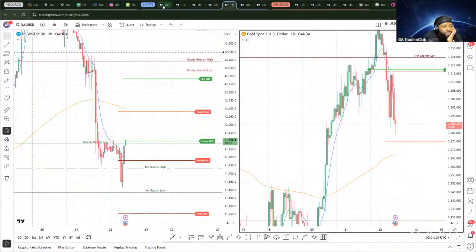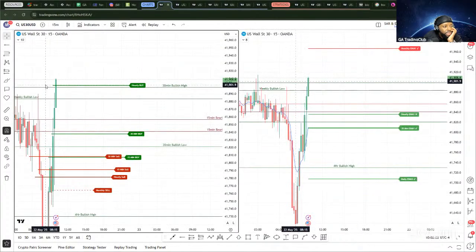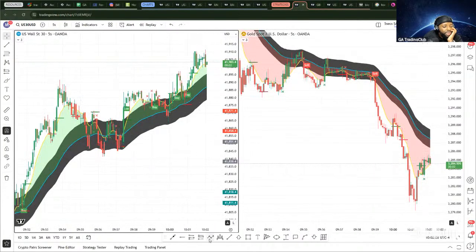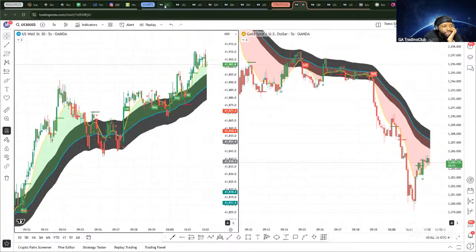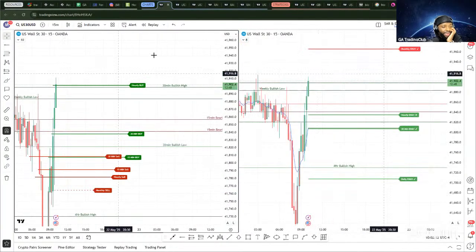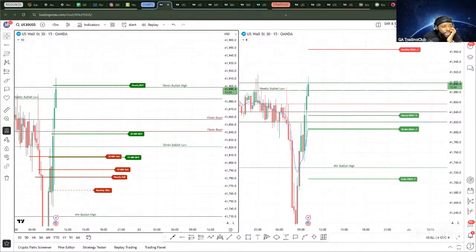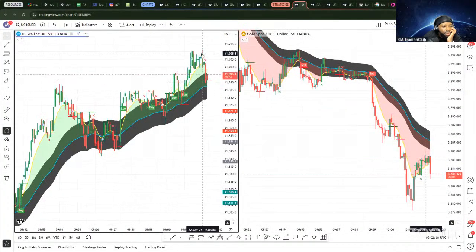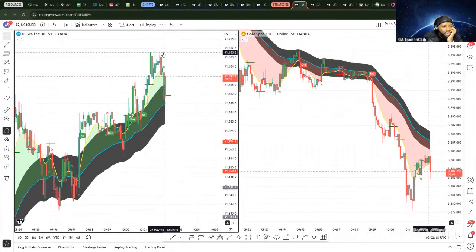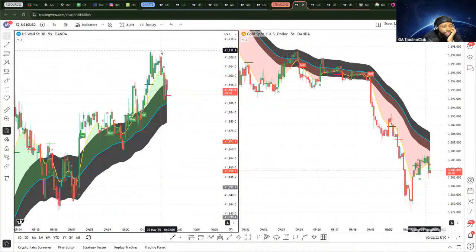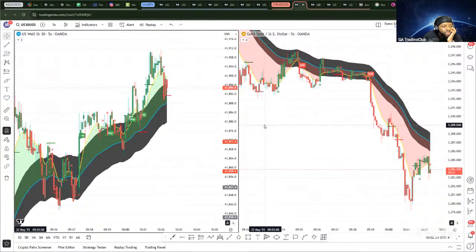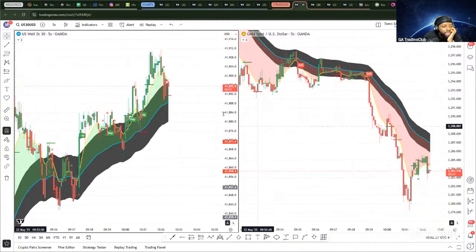Okay, so we are getting to that level on US 30, right? So 911. So the sell on US 30 would literally have been on the top right here. But again, for this particular one, I would recommend you guys to wait for the pre-market high and low. But the entry would have been right here at 911, literally at that top right there. But we'll just wait for the next setup.